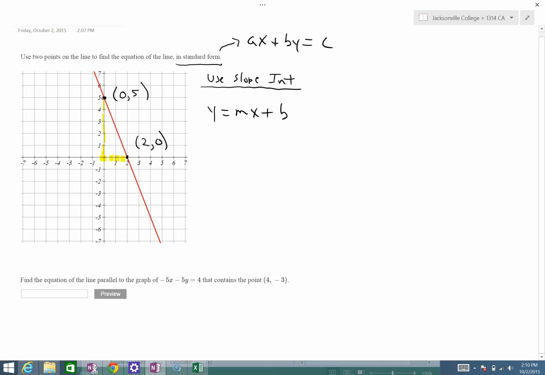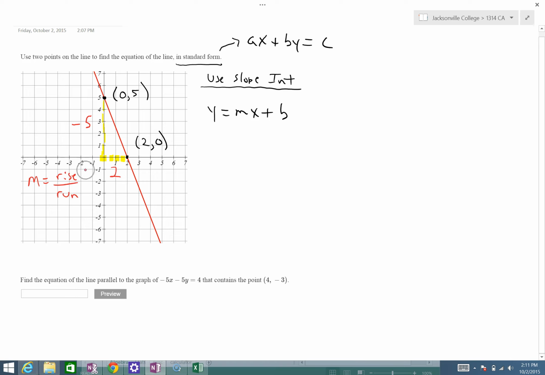I've moved down 1, 2, 3, 4, 5. 5 down, I'm going to call that negative 5. I've moved to the right 1, 2. Okay. Slope, one meaning of slope is rise over run. M is the rise over run.